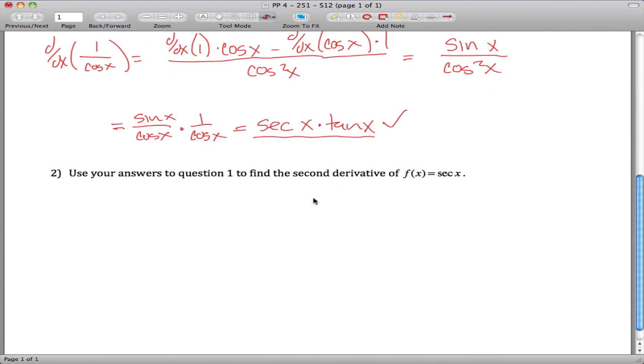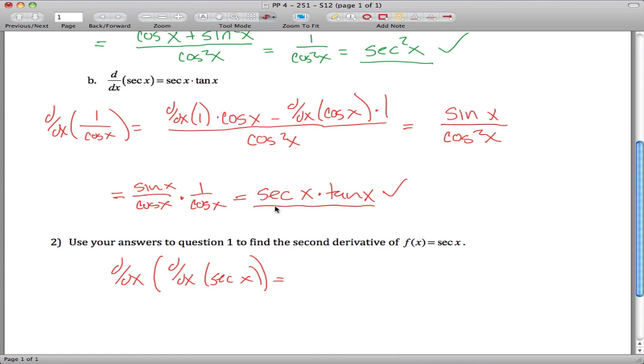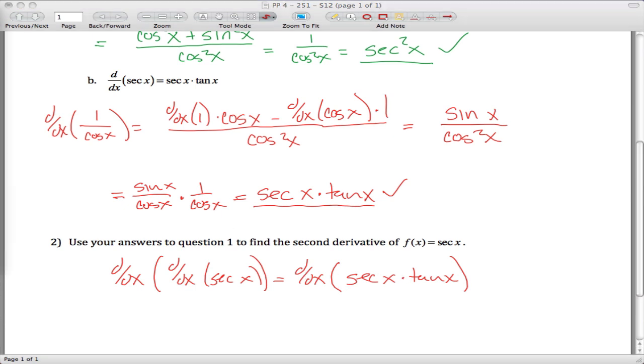Use your answers to question 1 to find the second derivative of secant. Okay, so what I want to do is take the derivative of secant. The derivative of secant I just figured out, right? Yeah, I figured that out up here. That's the same as figuring out the derivative of this inside right here, which is secant times tangent. Now we've got to take the derivative of something times something. We have to use the product rule.